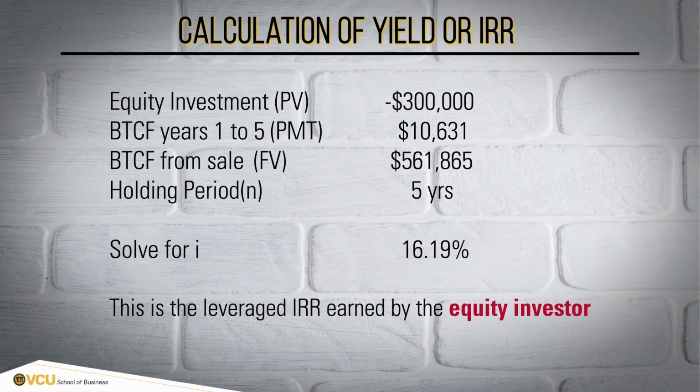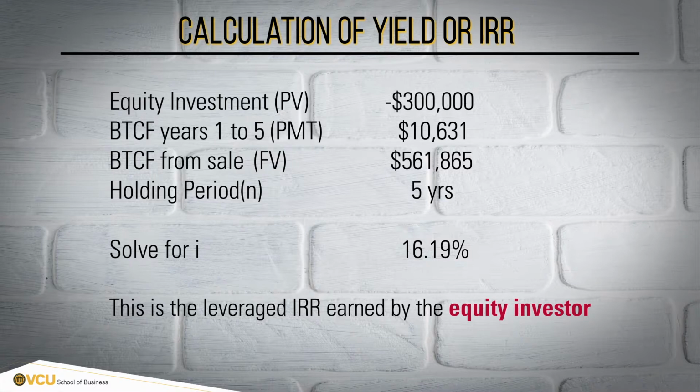So the equity, again, that we originally put in this thing was the $300,000, and I have that as a minus. Our cash flows for periods 1 through 5 are just under $11,000. That's NOI minus debt service. That's our before-tax cash flow from operations. The $561,685 represents our before-tax cash flow from sale. So I've got operations for each year. I have sale in year 5. And I have a holding period of 5 years.